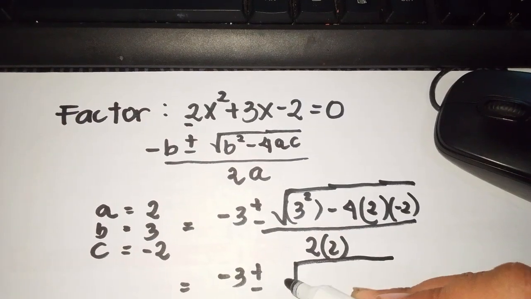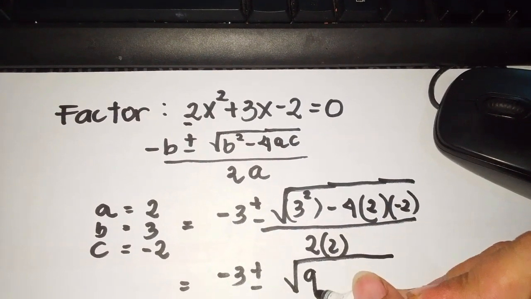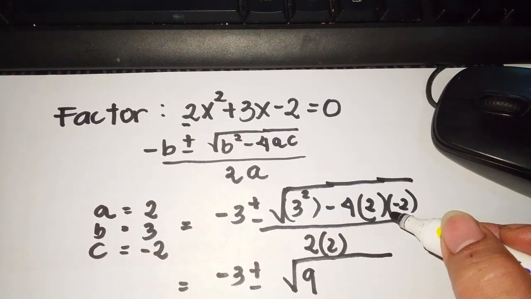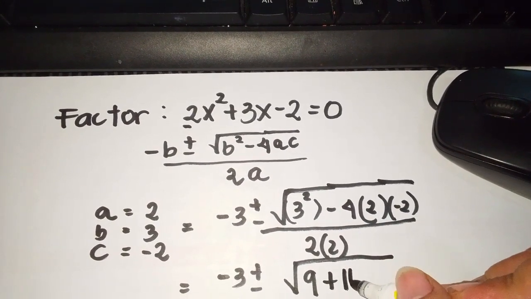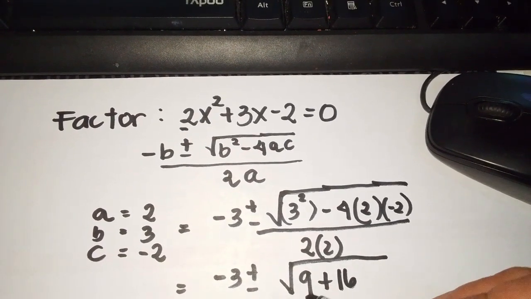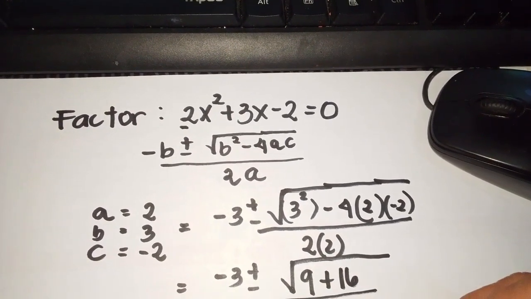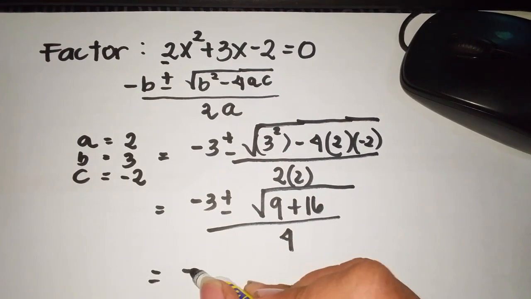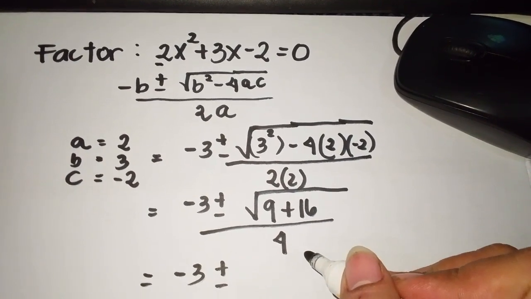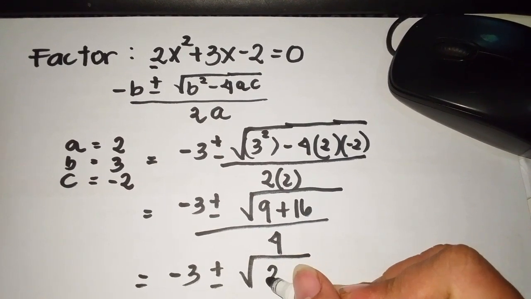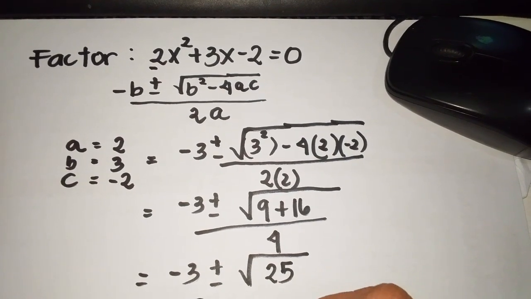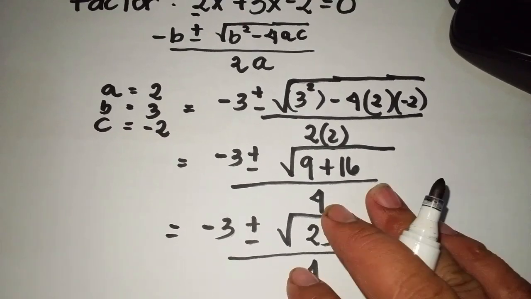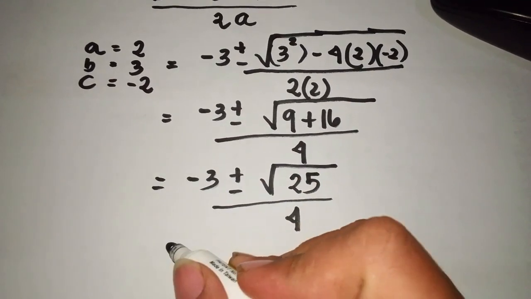Operate all the numbers enclosed by that radical symbol. So 3 squared is 9 minus 4 times 2 is 8. So negative 4 times 2 is negative 8 times negative 3 is 16. Alright, so we will have 9 plus 16, giving us 25. So again, we proceed. Negative 3 plus and minus the square root of 25, all over 4.